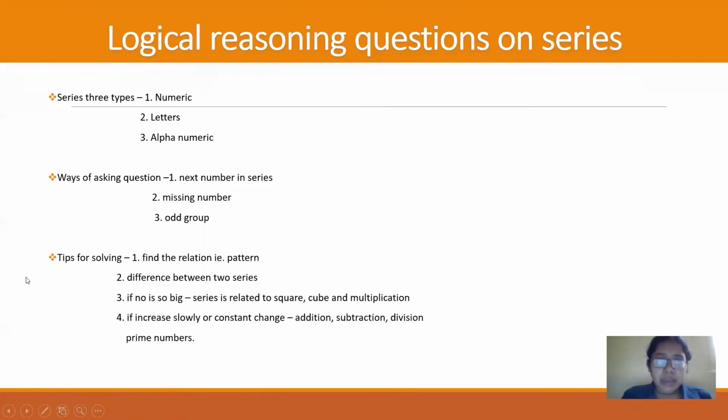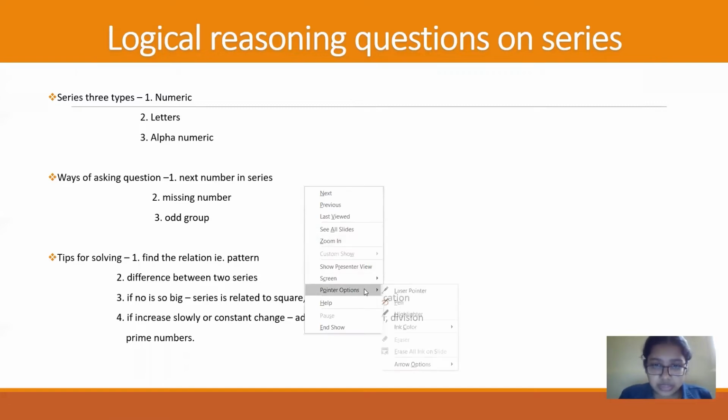Then from my side, I have some tips for you guys. First tip, every time find a relation or a pattern between the numbers. We will see questions of this type. Tips for solving: first, identify the relation or a pattern. Second, find the difference between the two terms. Whenever we are dealing with numbers, see what's the difference.